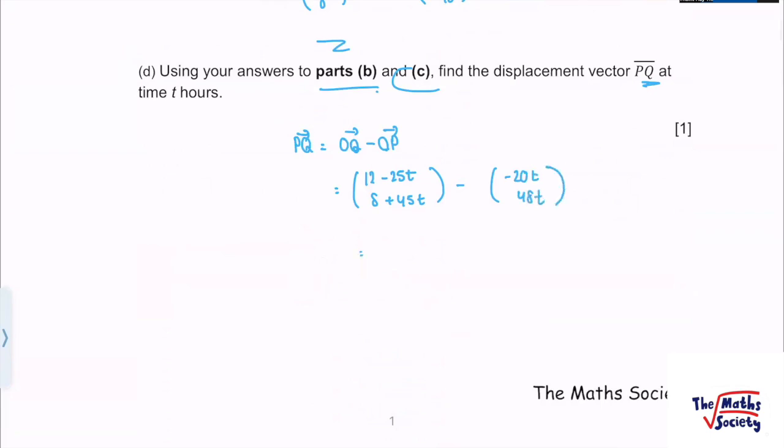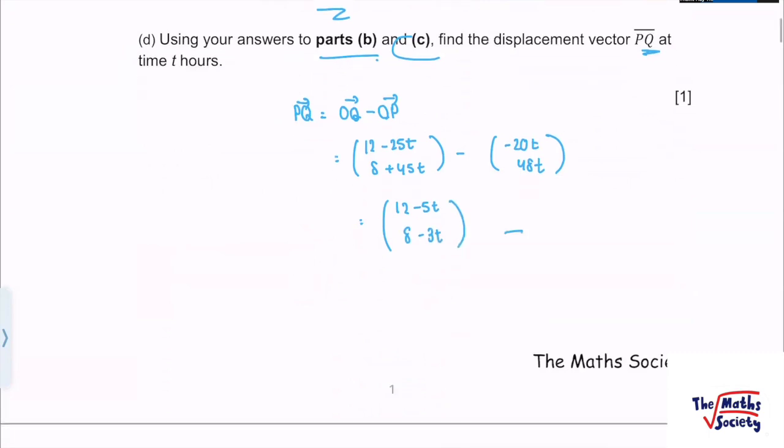So you'll have 12 minus 5t and 8 minus 3t. So this is your displacement vector of PQ.